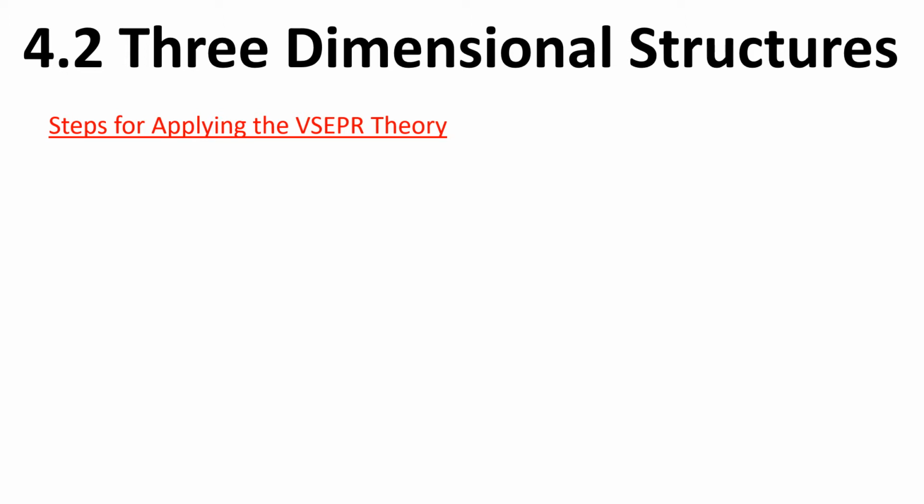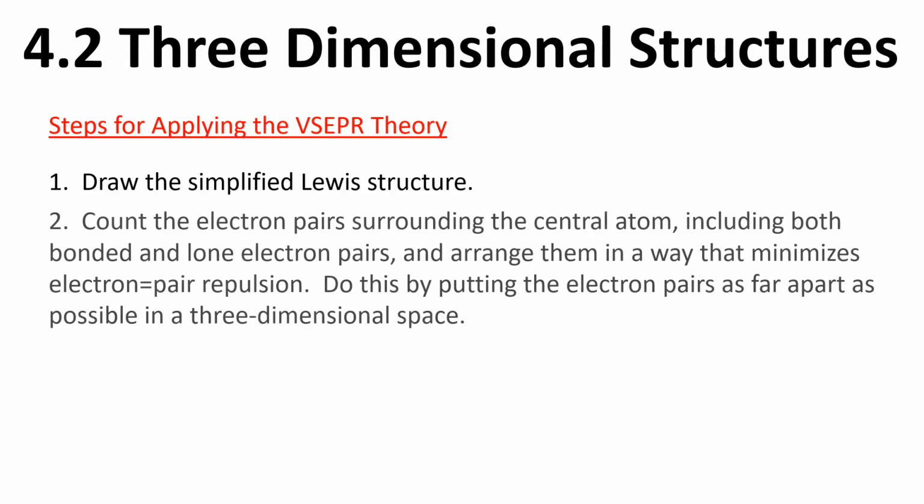So the steps for applying the VSEPR theory: the first thing you're going to do is draw your Lewis structure. Then you're going to count the electron pairs surrounding the central atom, including both bonded and lone pairs, and arrange them in a way that minimizes electron pair repulsion. Do this by putting the electron pairs as far away as possible in 3-dimensional space. We've always probably thought in 2 dimensions, but we really need to think in terms of 3 dimensions now.